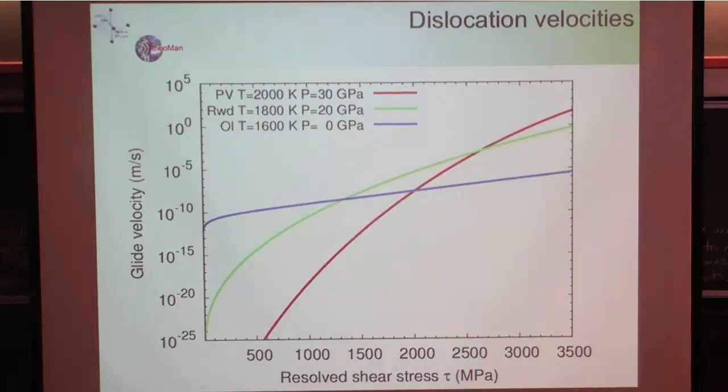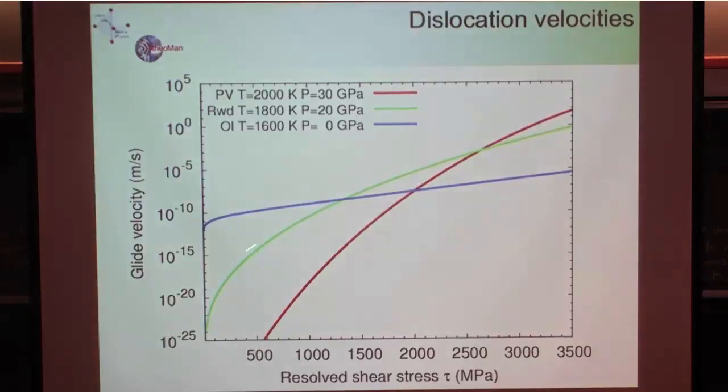I would just like to emphasize here the consequences of that. Since we now have ideas about the velocity, I plotted here three velocities for olivine, ringwoodite, and bridgmanite, just using olivine as a kind of reference because we think we know olivine. We know that if we deform olivine in the lab at 1600 K, it's ductile. We can do it. This is within the experimental field.